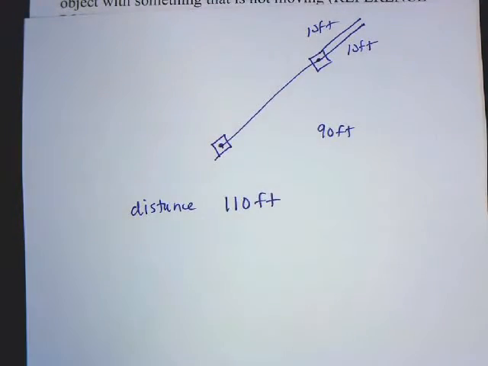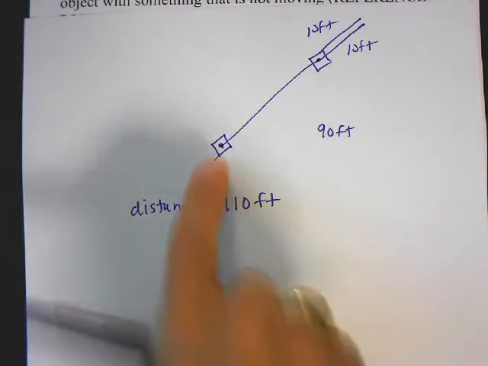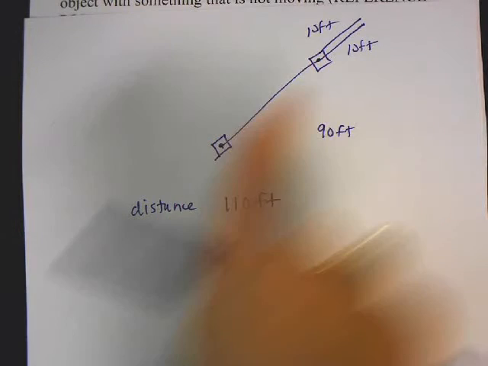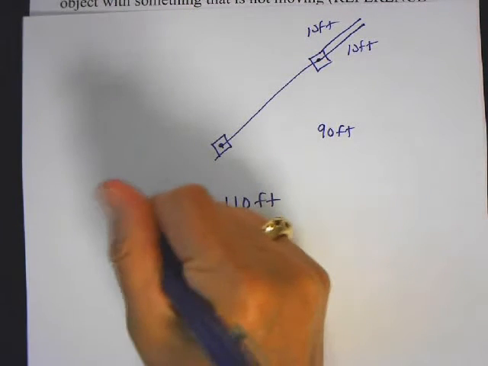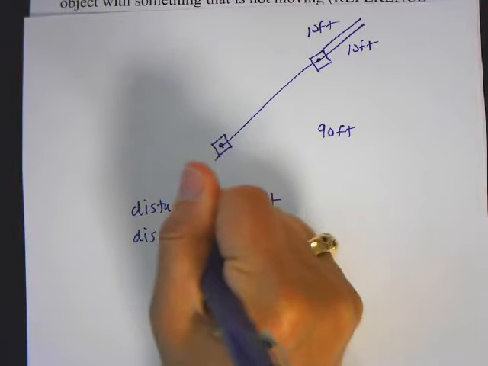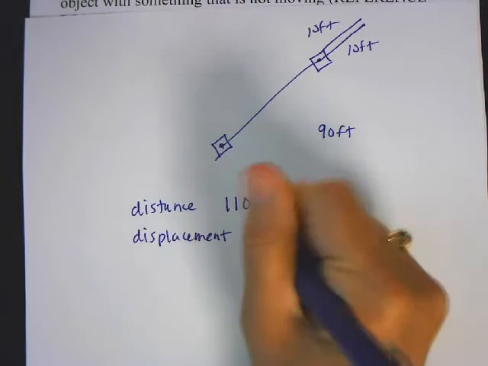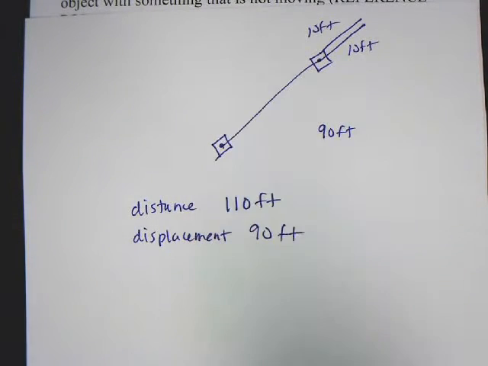Now your displacement is from where you start to where you end up. So I started at home plate and I ended up at first base, so my displacement is equal to 90 feet. So that's the difference between distance and displacement. Okay? But we need to do a couple of examples. One example is not sufficient.